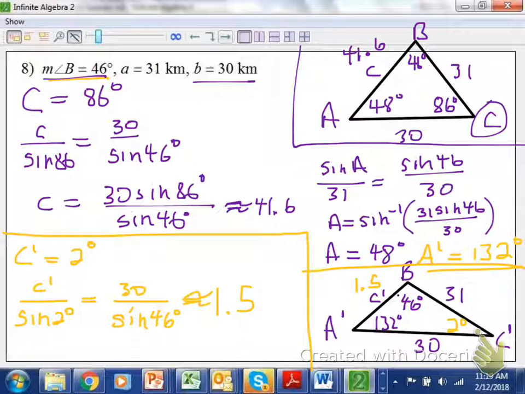All right. So the second triangle or no second triangle or not a triangle at all comes from that first piece of information that you find when you're given a side-side-angle scenario. Is that better? Yeah, let's look at number 8.